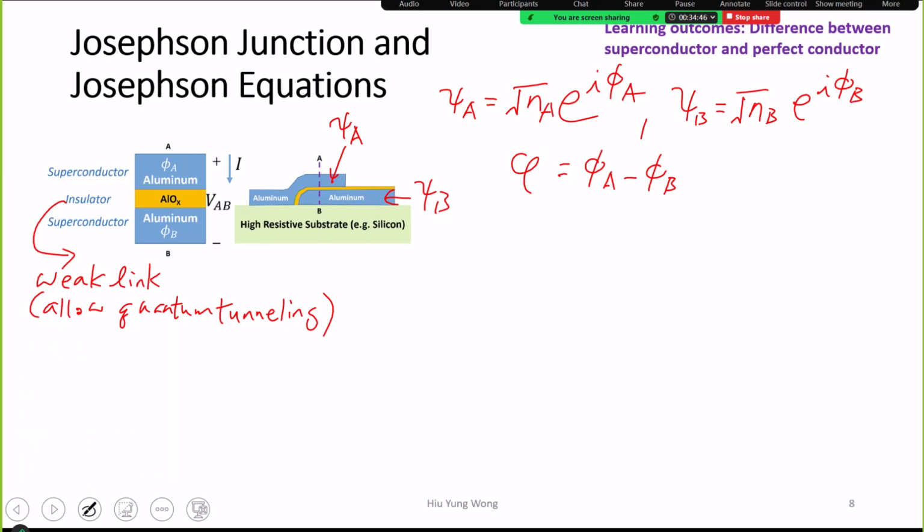Right, so this is something you need to memorize. When people talk about the phase of the Josephson junction, it is the difference of the phase of the two wave functions. Then it's easy. We are not proving it, so that's why it's very easy. There are two Josephson equations.